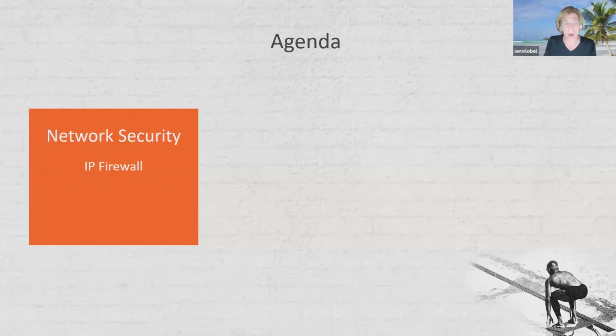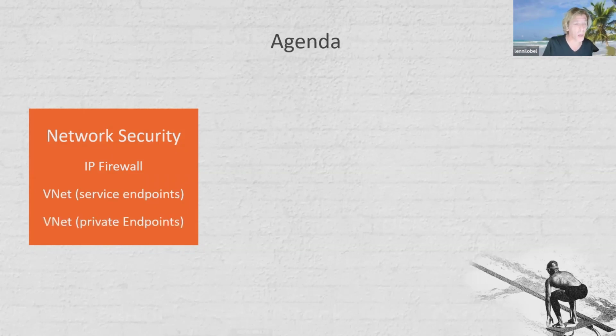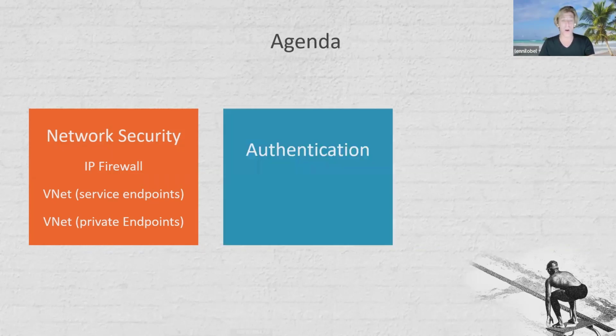we can use an IP firewall or a virtual network-based firewall that uses private endpoints, not just service endpoints. And this is really your first barrier, right? Your outer gate. You know, if you can't establish a physical network connection, then you can't even get through to the point where you might want to get authenticated at that point.